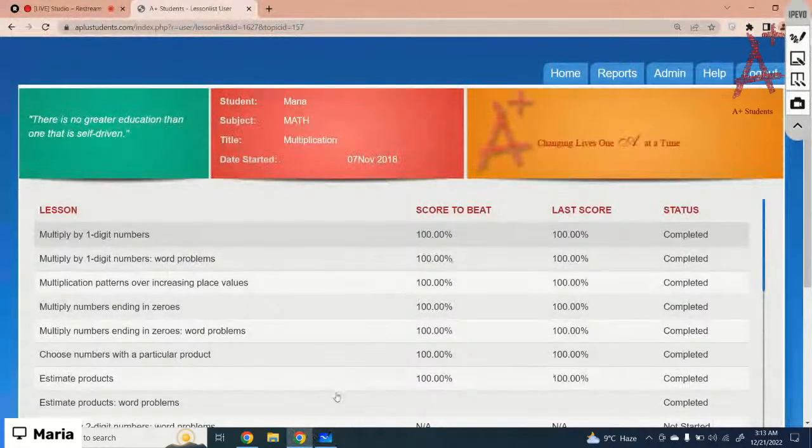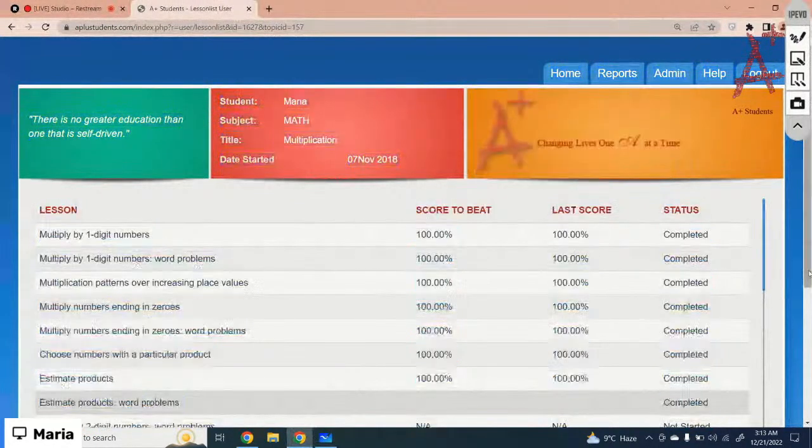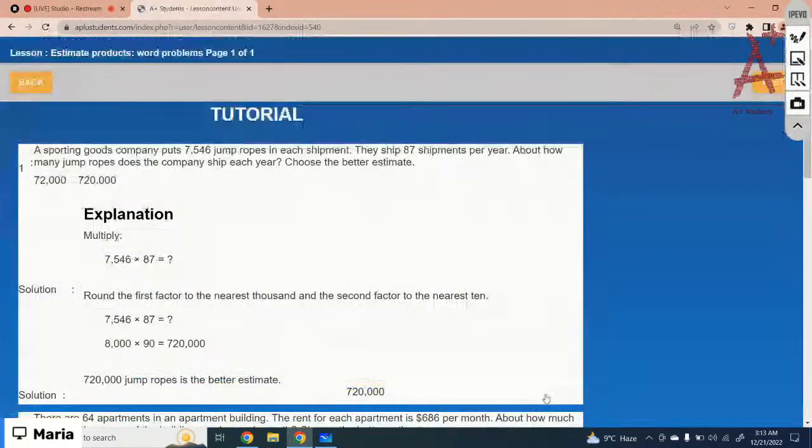Okay, here we are working on grade 5 maths. The chapter name is multiplication. So here is the next topic, that is estimate products word problems. So let's just start with the lesson. Let me read the question, just listen to me carefully.